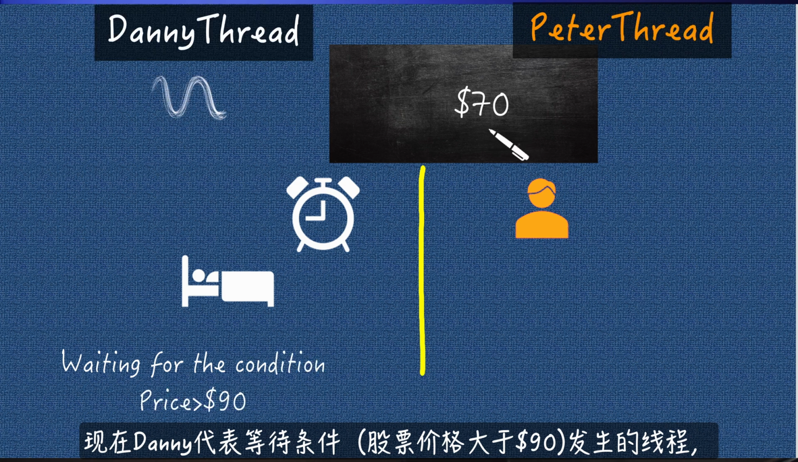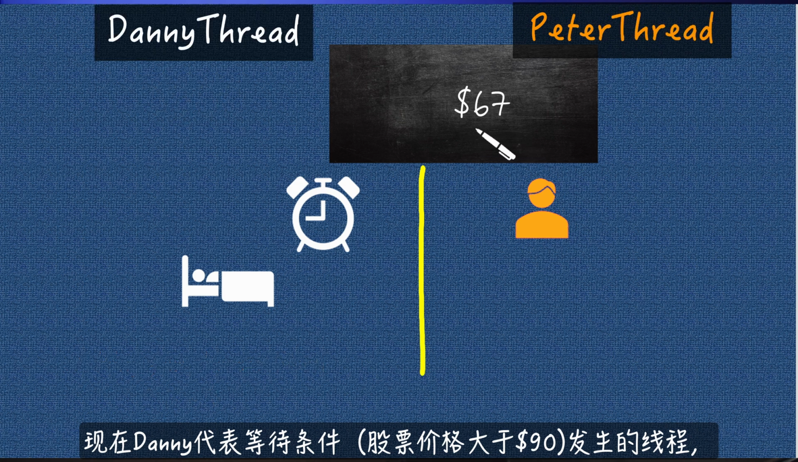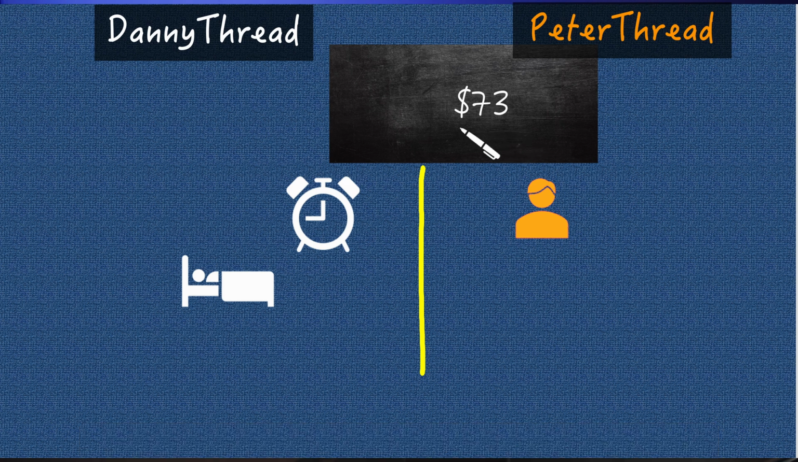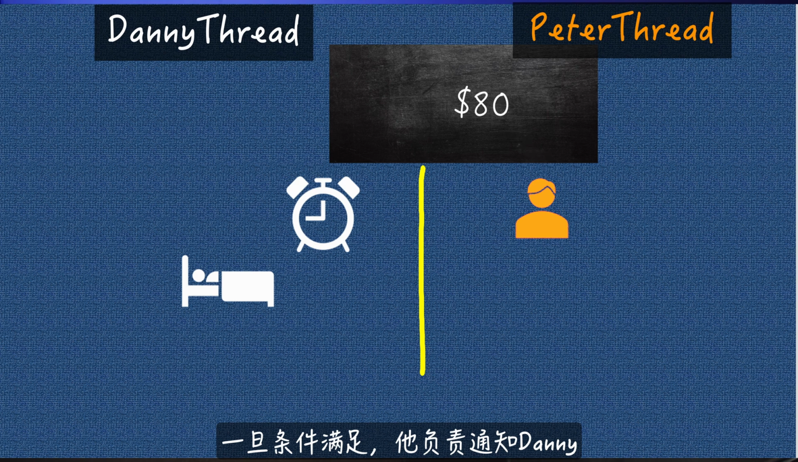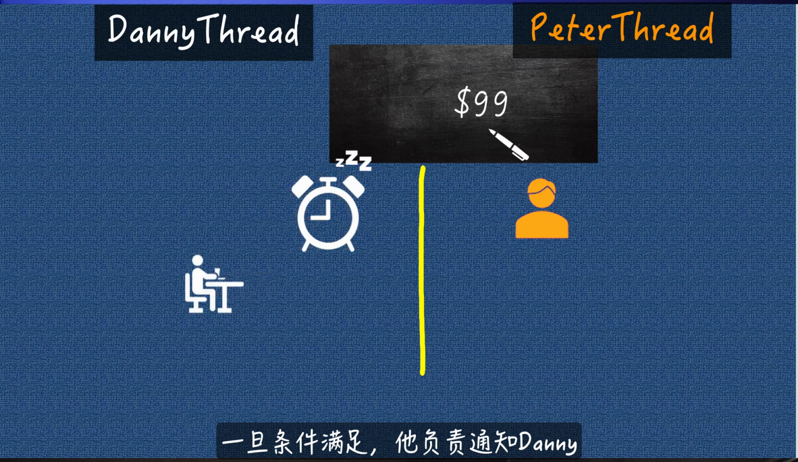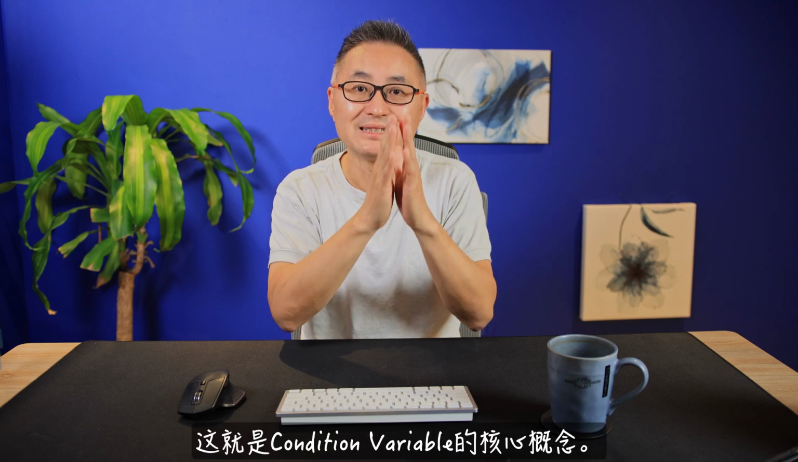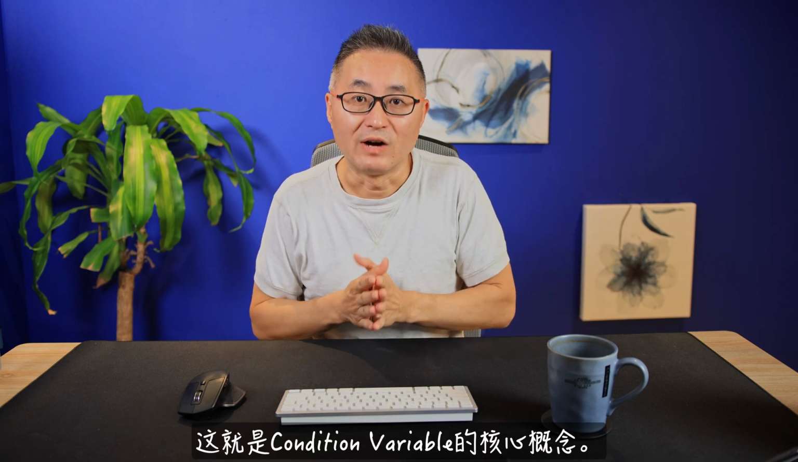So this is the core concept of condition variable. Danny represents the waiting thread, who is waiting for the condition that the price is higher than $90. And Peter is the updating thread, who is responsible for updating the condition. Once the condition is satisfied, he will be responsible for notifying Danny. So Danny is waiting for the condition, and Peter is responsible for notifying Danny that the condition is satisfied. This is the core concept of the condition variable.